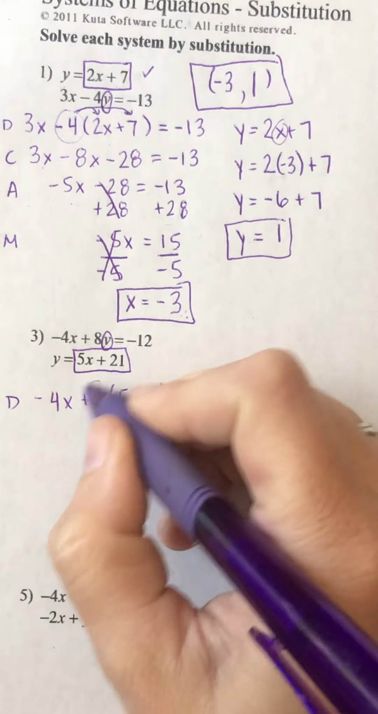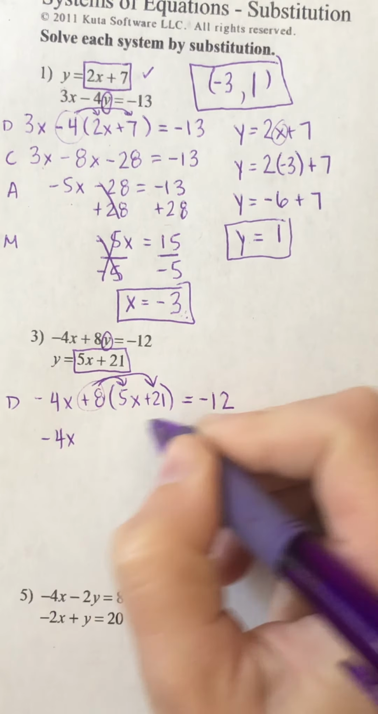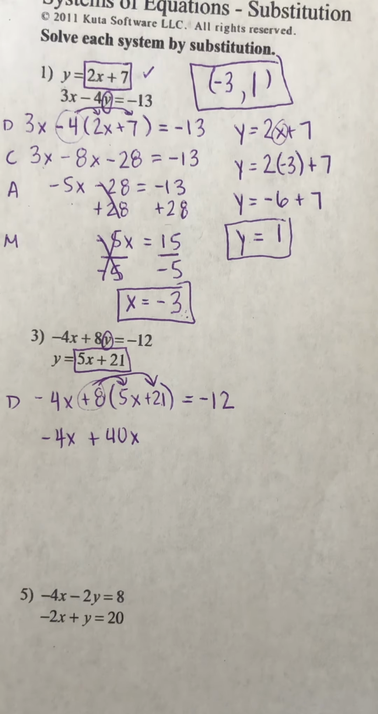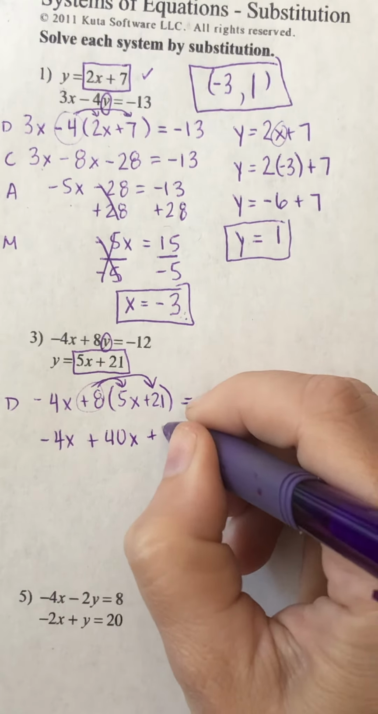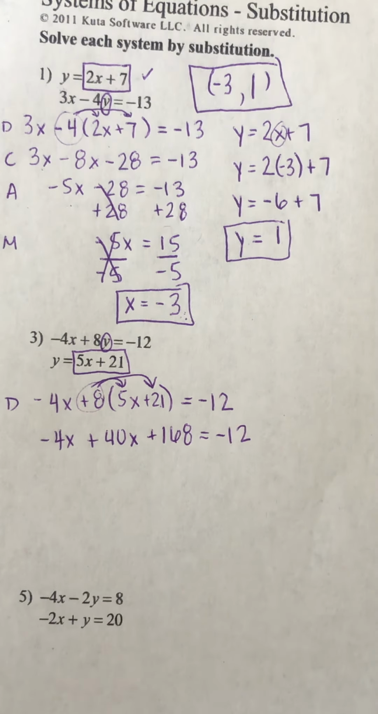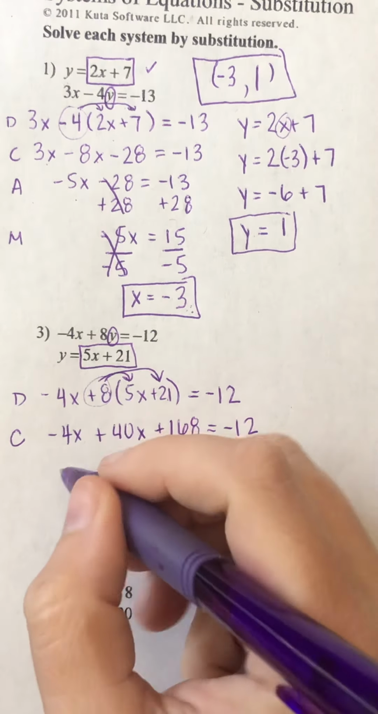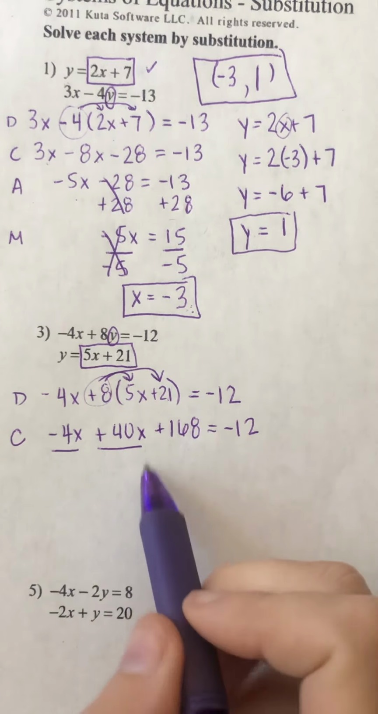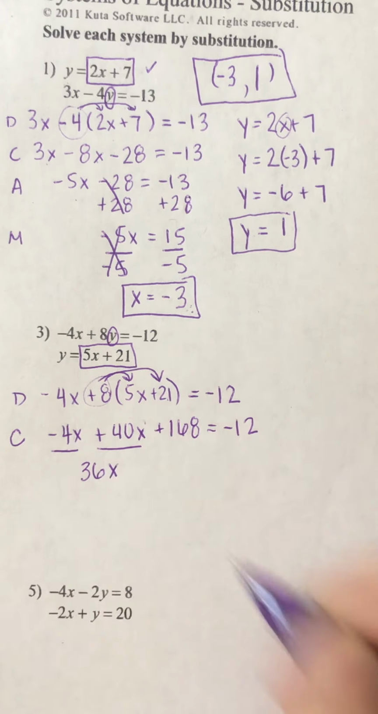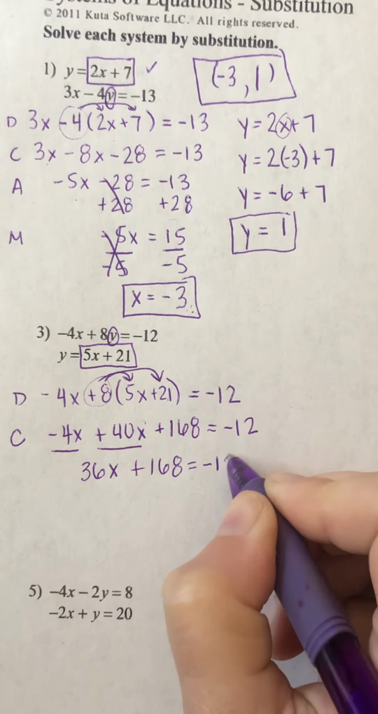Distribute. So we're distributing a positive 8 here. Negative 4x. It's going to give us plus 40x. And 8 times 21, I think that's going to give us a positive 168 here. All right. Next step, combine our like terms. So we have negative 4x plus 40x. It's like saying 40x minus 4x, which is going to give us that positive 36x plus 168 equals negative 12.